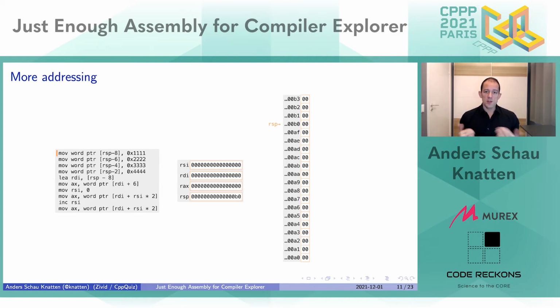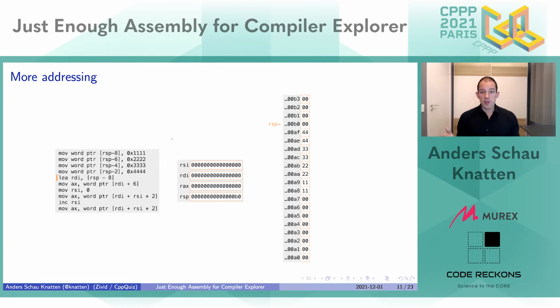So yeah, for this one, I'll just use 16-bit values just to save some space and just to demonstrate some different things. So now we're going to use word ptrs for 16-bit values, and I'll just put these values into memory first. So I have two bytes which are 1111, which go over here, and then a bunch of 2s and a bunch of 3s and a bunch of 4s that I just put into memory at specific offsets from RSP.